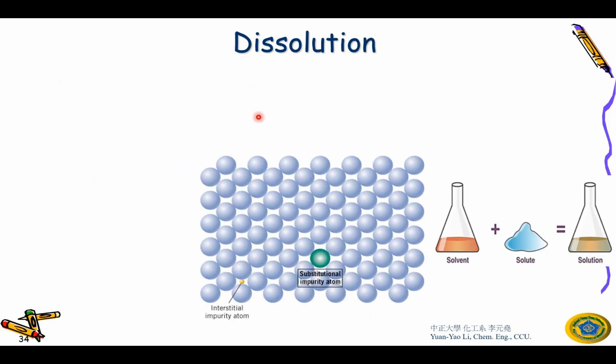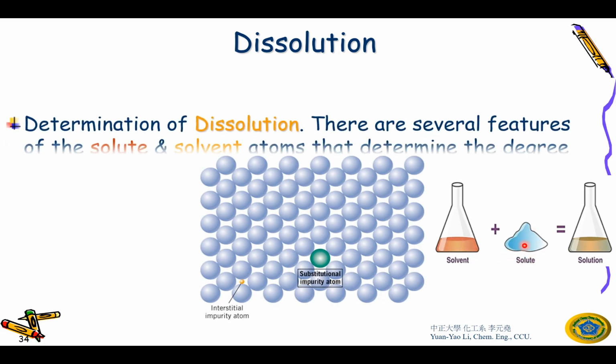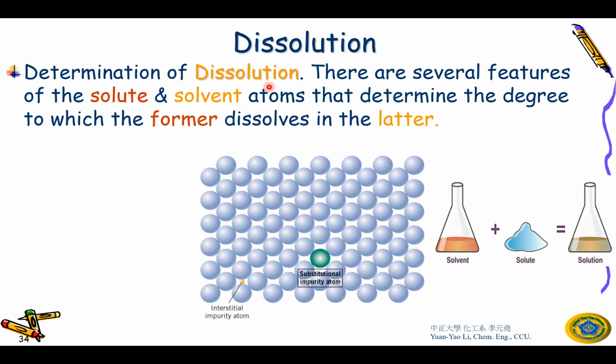Okay, so the next term we want to know is called dissolution. Dissolution means how much solute can be dissolved in a solvent. We want to know the amount of the solute. There are several factors of the solute and solvent atoms that determine the degree to which the former dissolves in the latter. Okay, we want to know the degree to which solute can dissolve in a solvent.